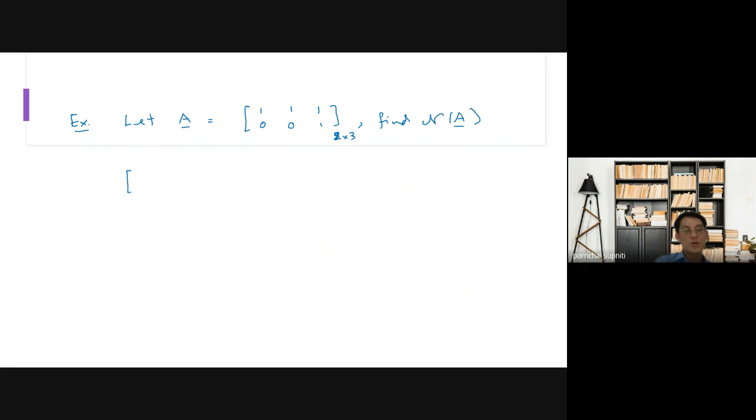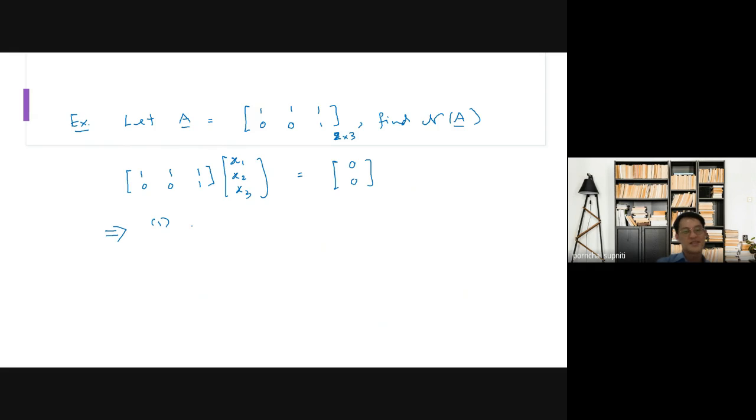I'll do the same thing. I have the matrix [1, 0, 1; 0, 1, 1], and I multiply it with the x vector, which I write as x1, x2, and x3. I need to set it equal to the vector 0, 0. So I have two equations here. Can you tell me the first equation?